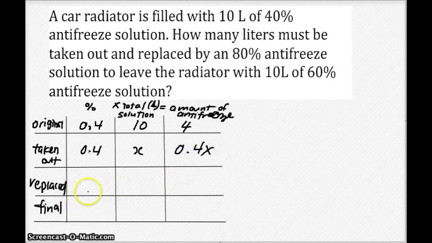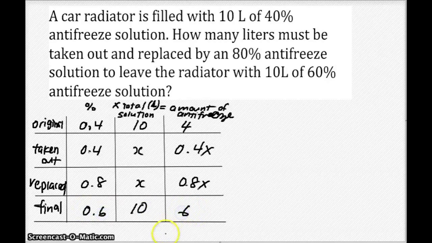Then replaced, how much are you going to replace? It's going to be the same amount as the amount you take out, because it's replacing it. The percent is 0.8 because it says 80%, so 0.8x. And your final solution, you want 10 liters of 60%, which gives you 6 liters of antifreeze. Right now we're only paying attention to the amount of antifreeze in the solution. So we're going to make an equation with this, and you just have to follow along.